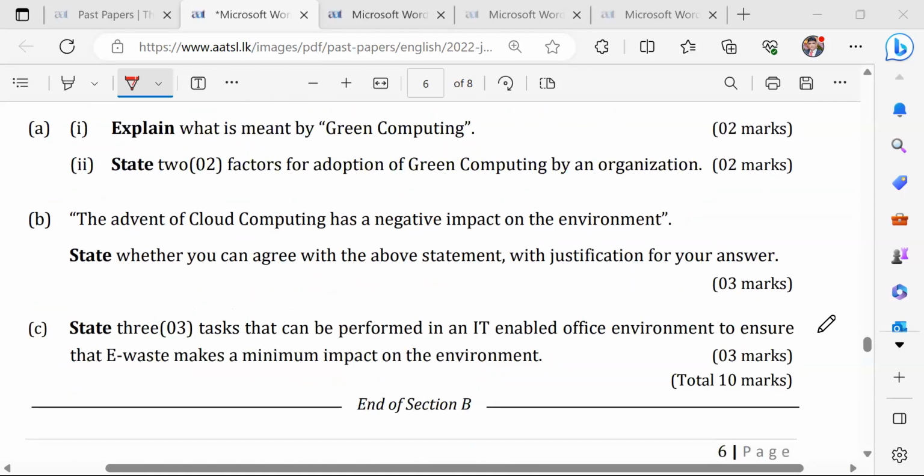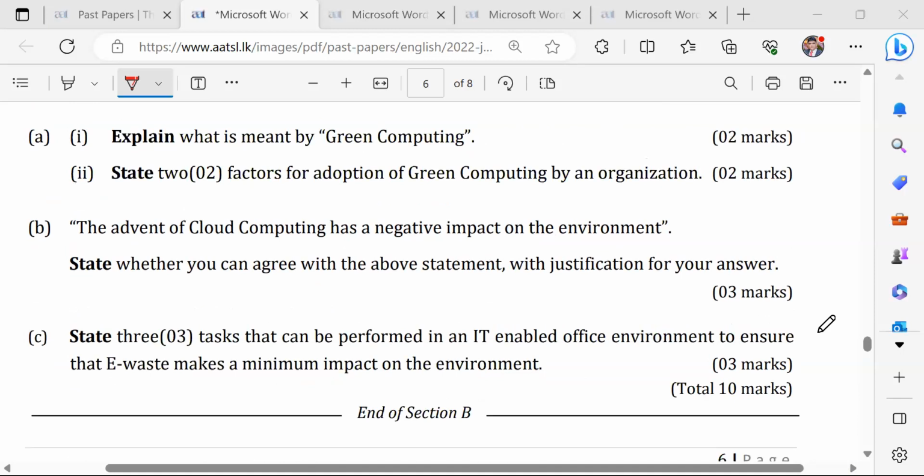B. The advent of cloud computing has negative impact on the environment. Whether you agree with this statement, justify your answer, right? You just tell me, send me, who agree with this statement. If you agree, type agree. If not, type not agree.